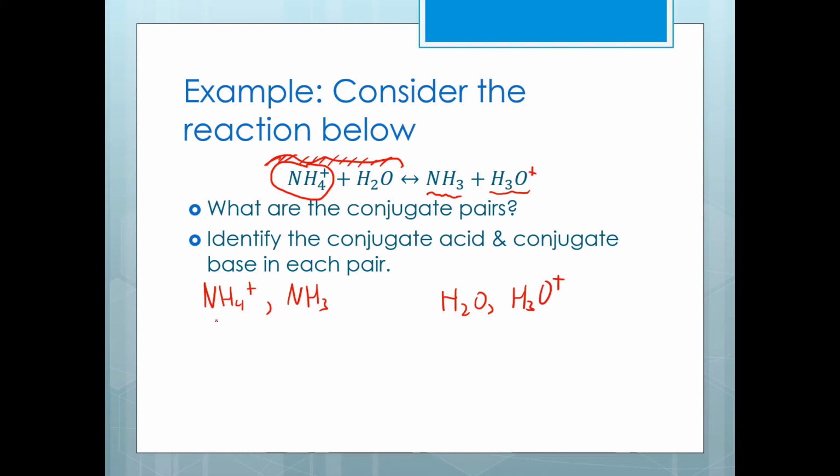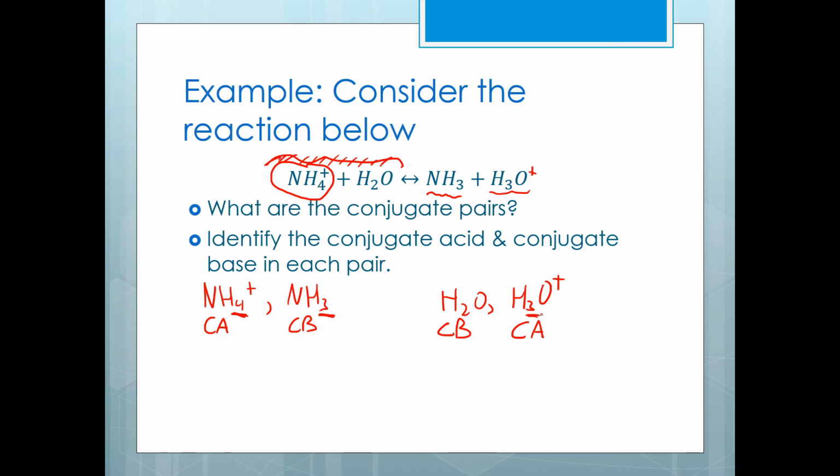In the first pairing, NH4+ and NH3, NH4+ would be the conjugate acid because it has the extra hydrogen. It has 4 hydrogens here. NH3 would be the conjugate base because it lacks the extra hydrogen. It only has 3 hydrogens. With water and H3O+, water would be the conjugate base because it only has 2 hydrogens, and H3O+ would be the conjugate acid because it has 3 hydrogens.